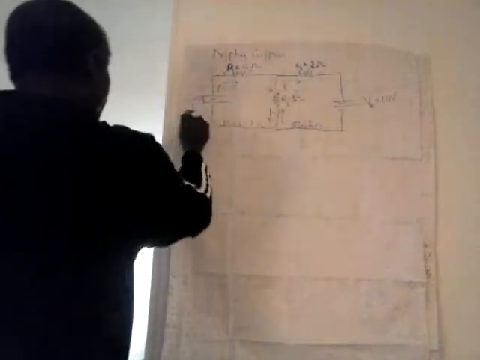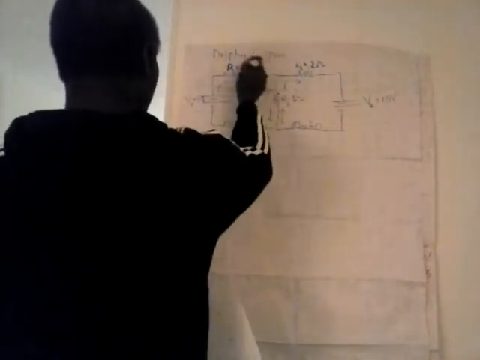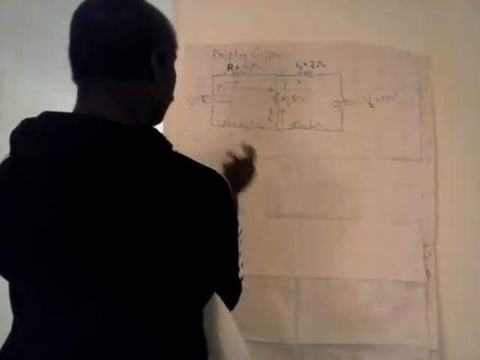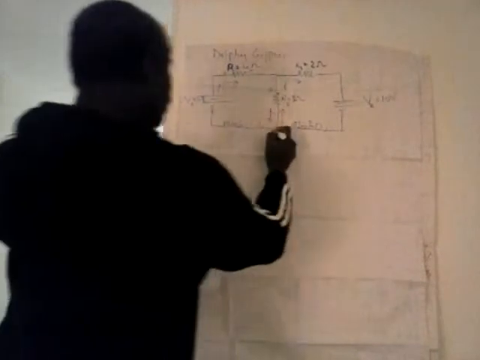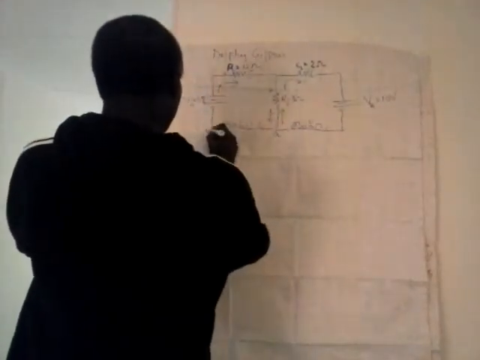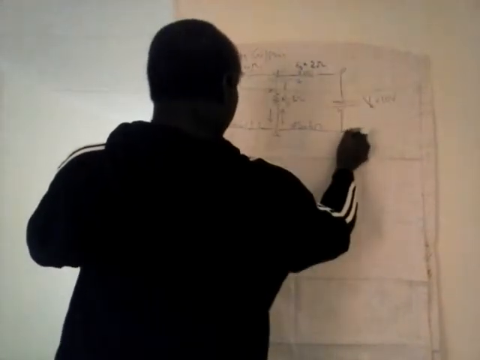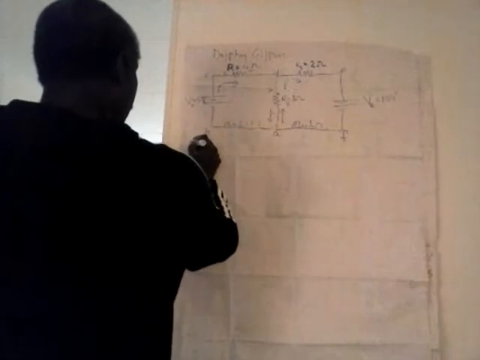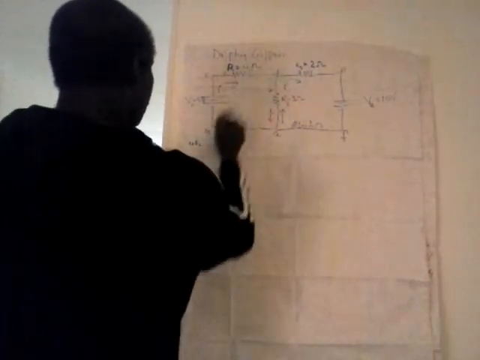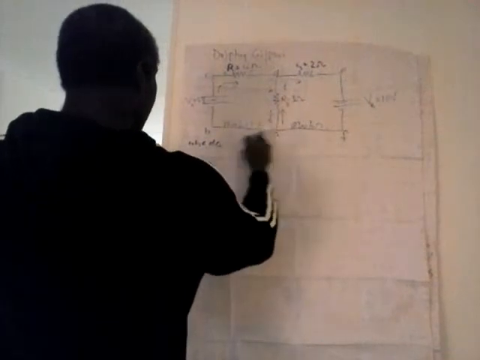We're going to apply KVL to mesh 1 and mesh 2 to solve this mesh problem. So we say VA is 58 volts, R1 is 4 ohms, and R2 is that. So if we assume now that these points are A, B, C, D, E, and F, then going around mesh 1 in the direction A, B, C, D, and back to A, the current is flowing in that direction.